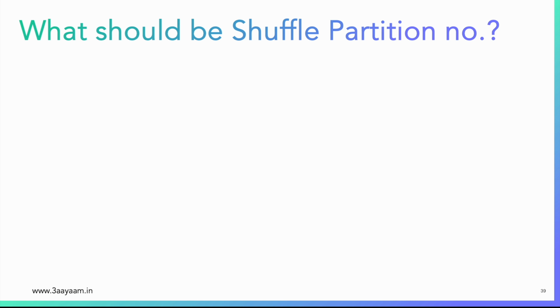Now the important question: what should be the shuffle partition number? By default it is 200, and almost in all the cases 200 is a wrong number. So what should be the shuffle partition number? But before that, let's do a recap of the input partitions.